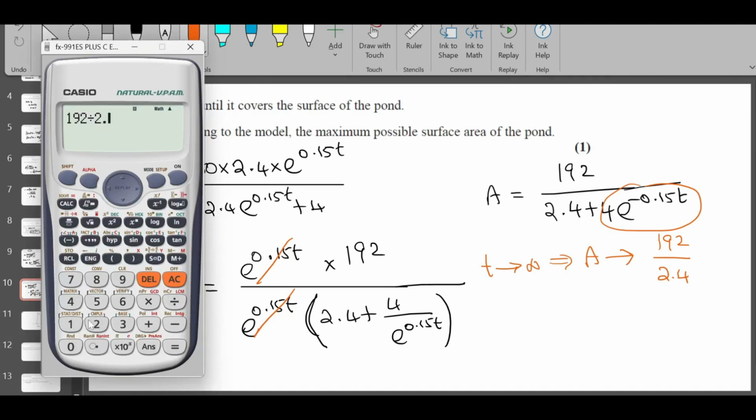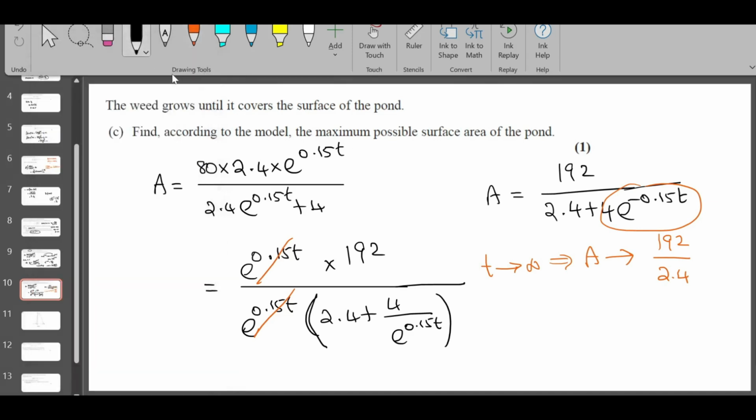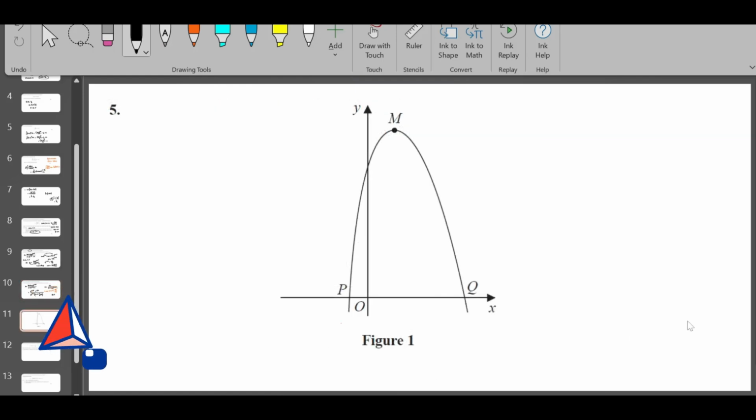192 over 2.4 is 80. 80 meter square is the maximum possible surface area of the pond. That's all. Question number 5.